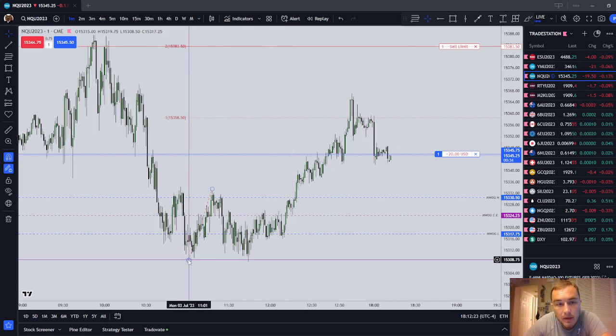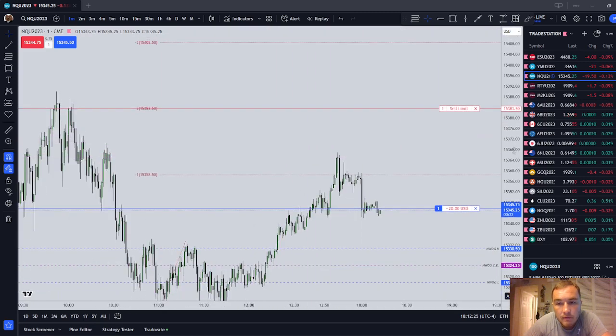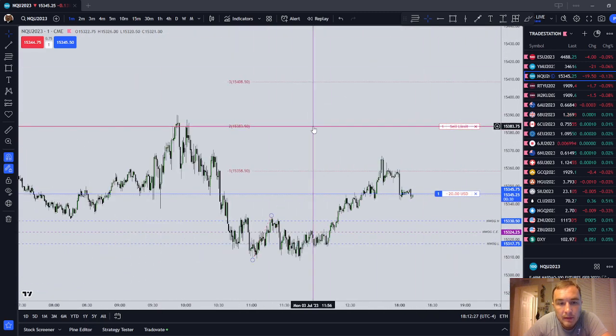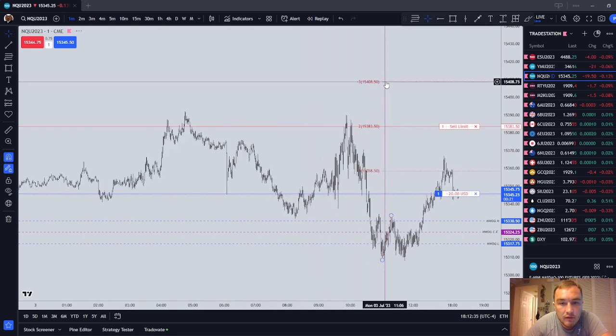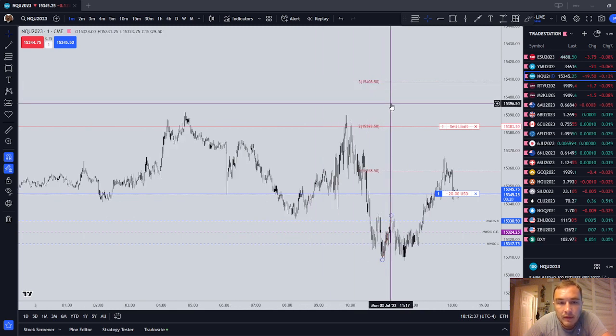With that in mind, if we take those standard deviations, about two standard deviations takes us to a run on opposing liquidity, that's buy side, and then three standard deviations takes us well above buy side. So we're probably looking at like a 2.5 standard deviation run.